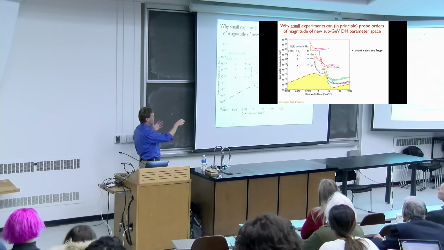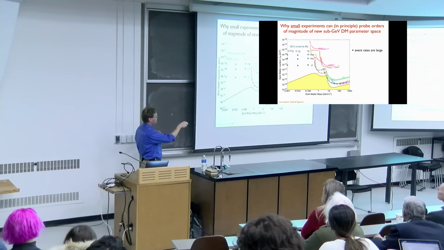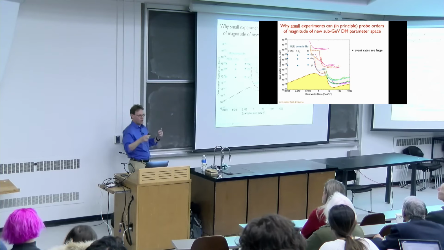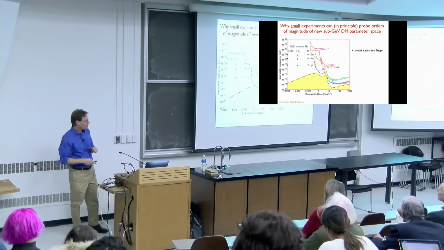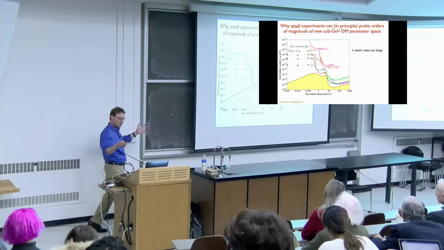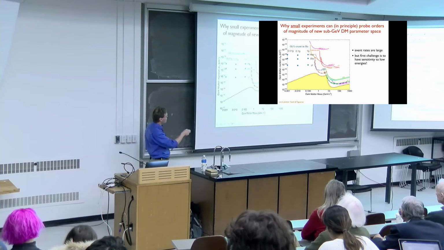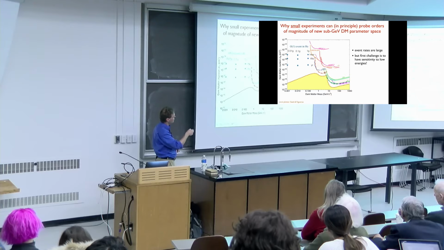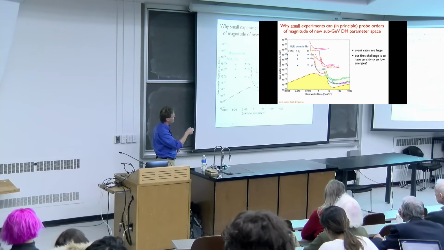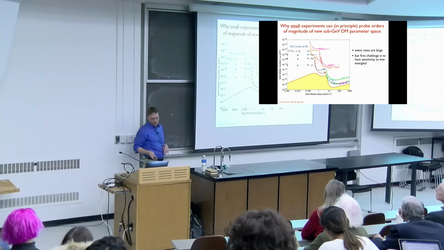And part of the reason, of course, is that not only do I have more dark matter down at these low masses, but the constraints are weak. Okay? So event rates are large. The problem is not the event rates, they're huge, but rather the question is, how do I get sensitivity to these low masses? How can I have detectors that are sensitive enough to these low energies?